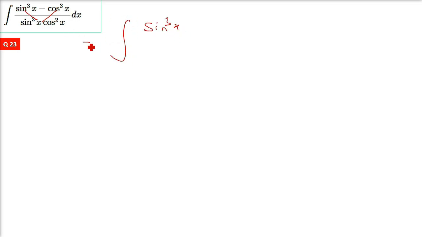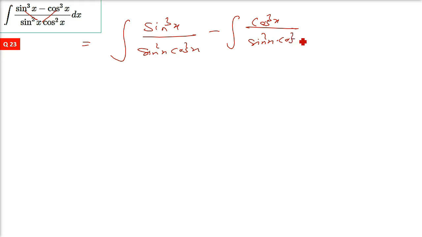See, separate them out: sin cube x divided by sin square x cos square x. Because there are certain questions which can only be solved by the formula. But this question is quite easy, so you can just separate them out, and then you can see that it will be resolved very easily. This is all with respect to dx. I am not integrating it right now, I am just cancelling it.